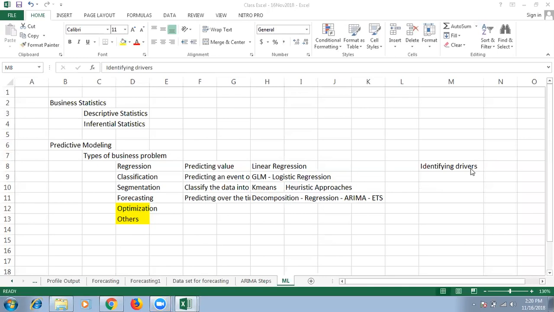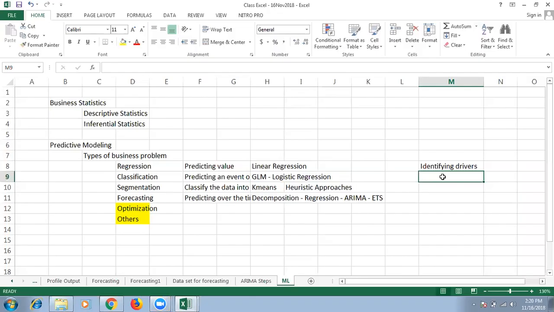Okay, cool. So identifying drivers, what does that mean? Is it a positive driver? Is it a negative driver? Positive driver means that when one is increasing, the sales is increasing. The negative driver means when one is increasing, the sales is decreasing.